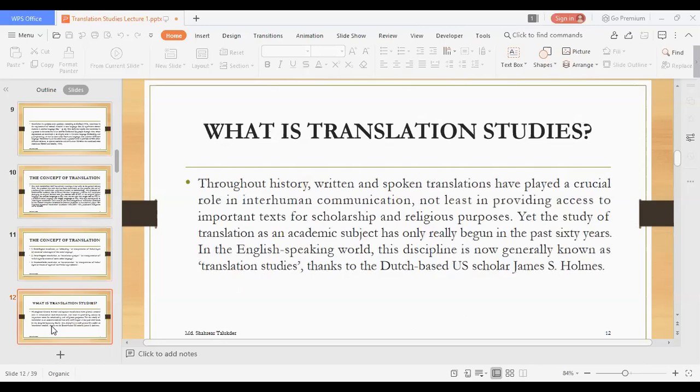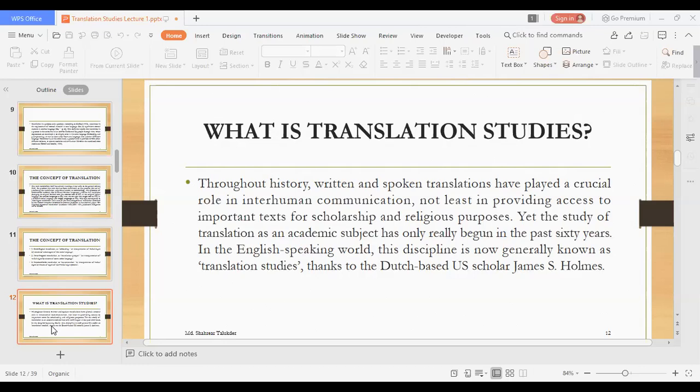Now here it says that throughout history, written and spoken translations have played a crucial role in interhuman communication, not least in providing access to important texts for scholarship and religious purposes. Yet the study of translation as an academic subject has only really begun in the past 60 years. In the English-speaking world, this discipline is now generally known as translation studies.